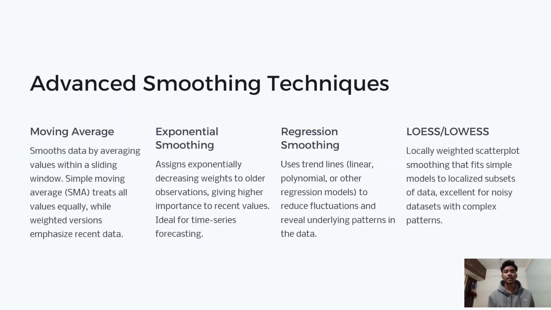Now, the advanced smoothing techniques. Beyond binning, there are more advanced smoothing methods like moving averages, which use data within a sliding window; exponential smoothing, which gives more weight to recent values; regression smoothing, which fits a trend line through data; and LOESS, or LOWESS, which uses local fitting for noisy data. Each method has its own strength. Some are simple and fast, while others are more accurate but computationally heavy.